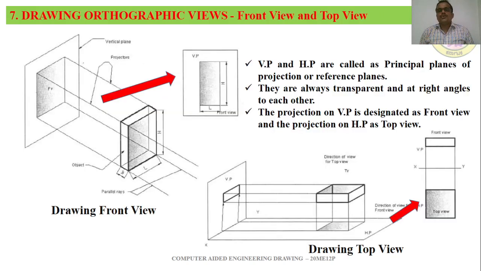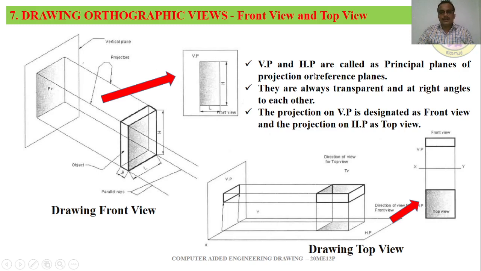I hope you understood the concept of front view, top view and side view. So in order to have better understanding, I am giving some more examples of how we can draw the front view and how we can draw the top view. In the left side image, you can see the object. The lines from the object which are parallel to the edges of the object are captured on the vertical plane, and we call it the frontal view, or it is nothing but the front view.